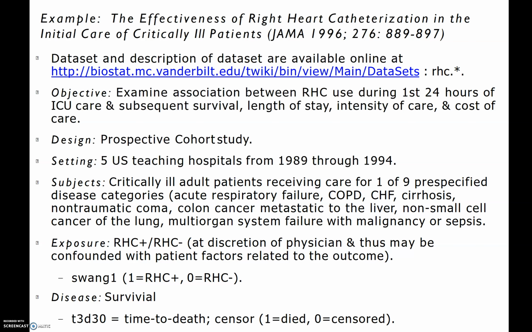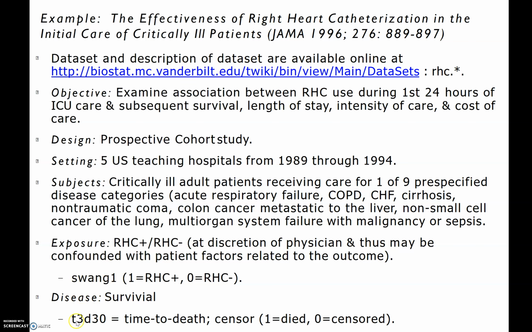So let's see an application here. The effectiveness of right heart catheterization in the initial care of critically ill patients, the same study. Here we can go back and get the data set. We're again looking at the association between RHC and these different outcomes. Same basic thing. Here, exposure swang1 is coded 1 if they received the RHC and 0 otherwise. Okay, so that's going to show up in the results.